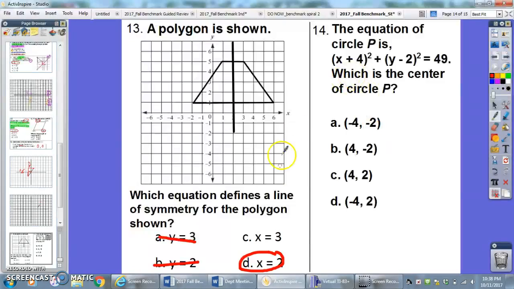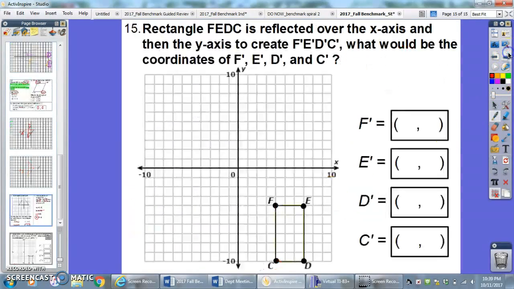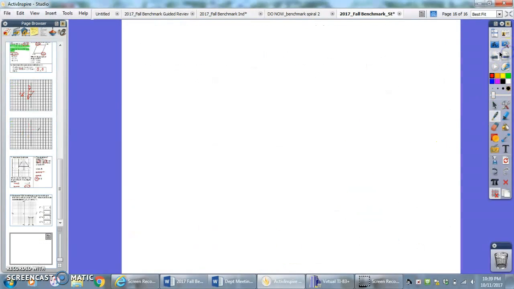The last question is finding the center of a circle. That's easy. Remember, you're just switching the sign of these 2 numbers. Alright, so +4 becomes a -4, and then -2 becomes a +2, and then D is your right answer. Alright, so that... Oh, sorry, I missed one.